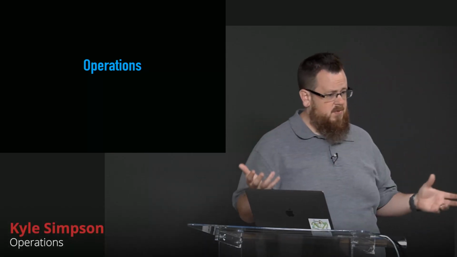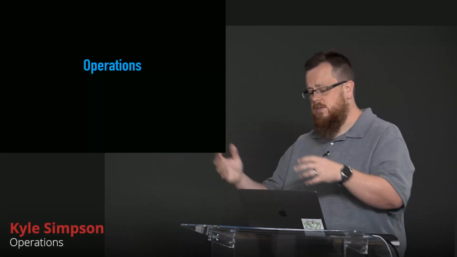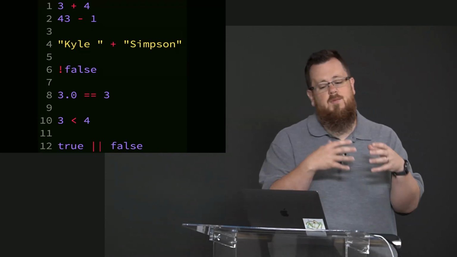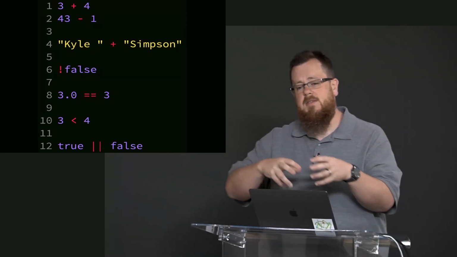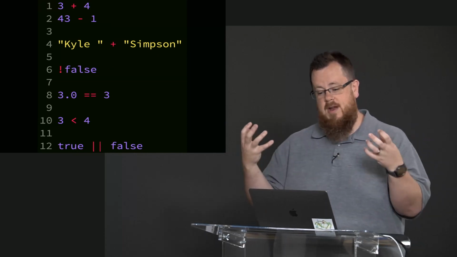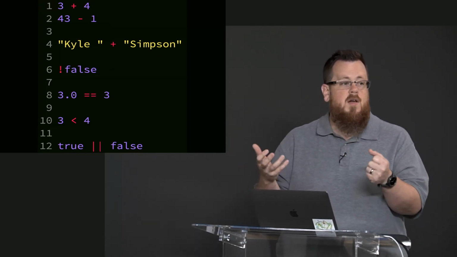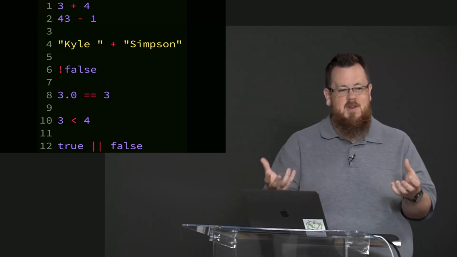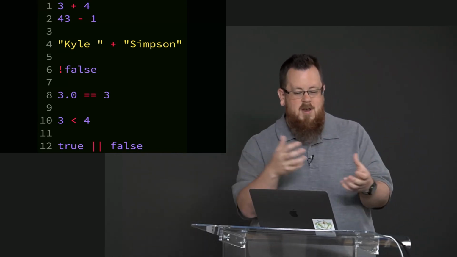So what are some of these operations that we might want to do with our values? Well, you notice here on line 1, I've got a 3 and then a plus and then a 4. So I've got two numbers that I want to add together. Or I've got the number 43 and a minus and a 1, and I want to subtract one number from the other.